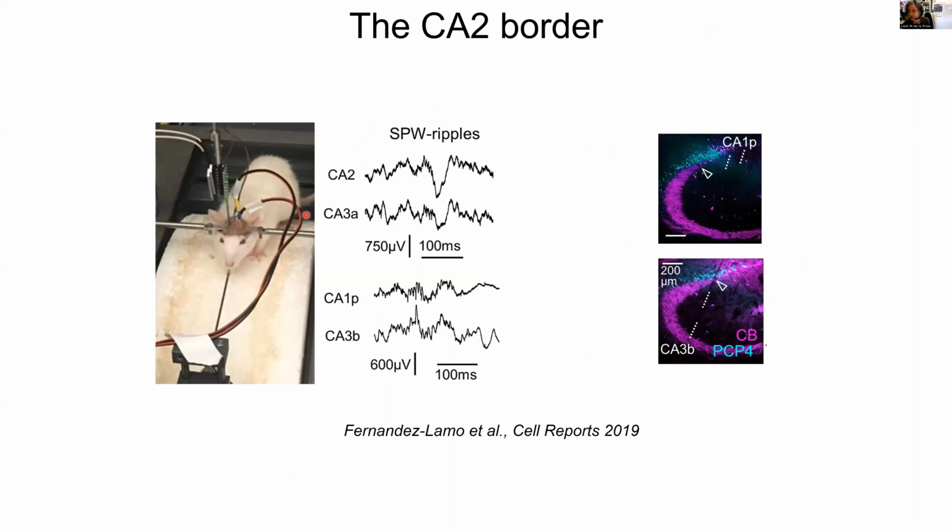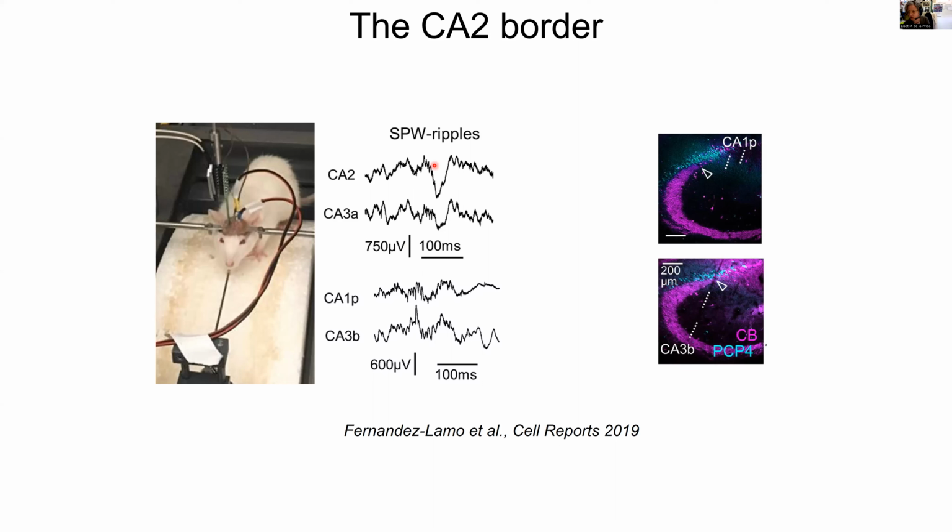And we tried to do this in vivo, but this is a very hard task because, as you probably know, the CA2 is a very tiny region, and we were trying to target the region in head-fixed animals, head-fixed rats running in a wheel. And so we had to learn how to identify the border between CA1 and CA2 using LFP signals.